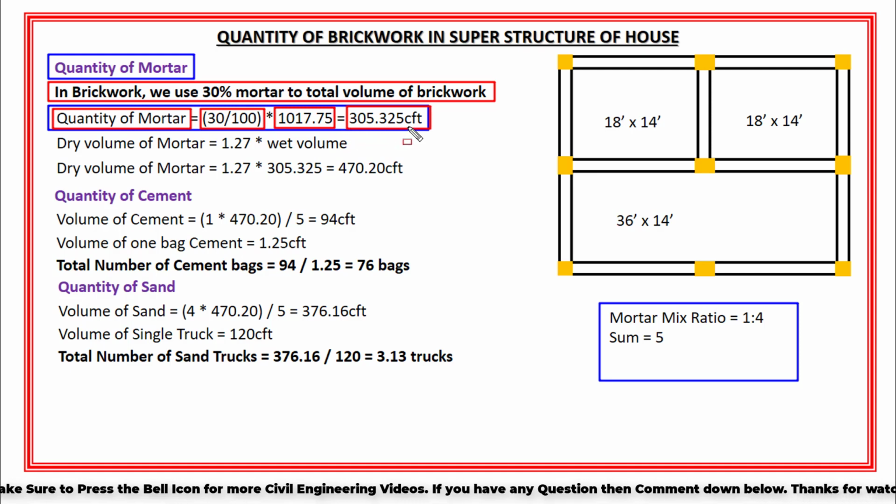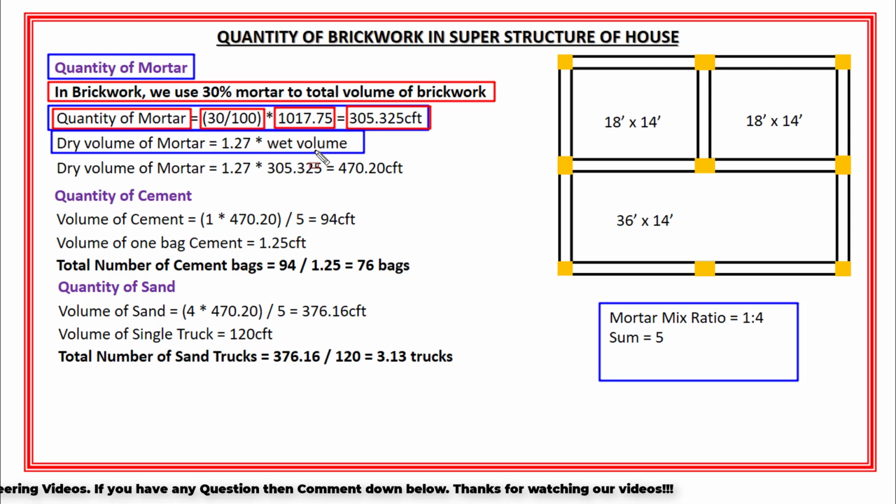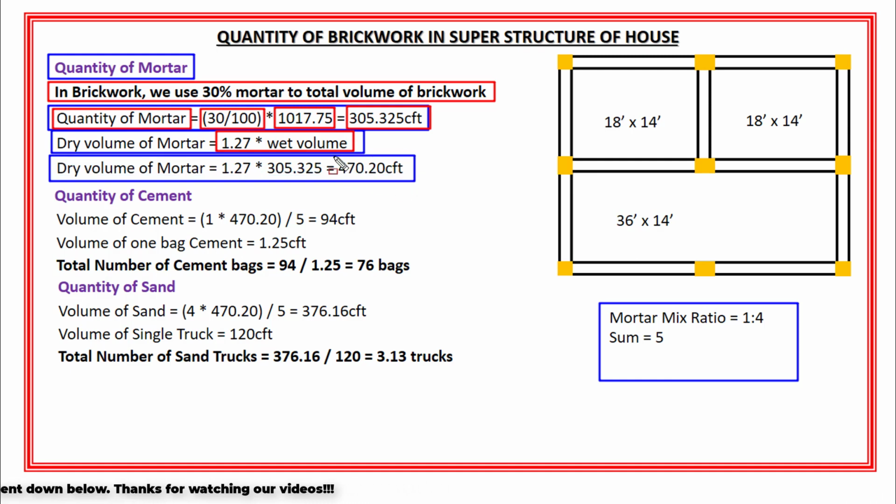Okay. Now this 305.325 cubic feet is actually the wet volume of mortar. So the dry volume of mortar is equal to 1.27 times the wet volume. And after putting the values, the dry volume of mortar will become 470.20 cubic feet. Now in this 470.20 cubic feet dry mortar, cement and sand will be used. Okay. So let's find out the volume or quantity of cement and sand in 470.20 cubic feet mortar.